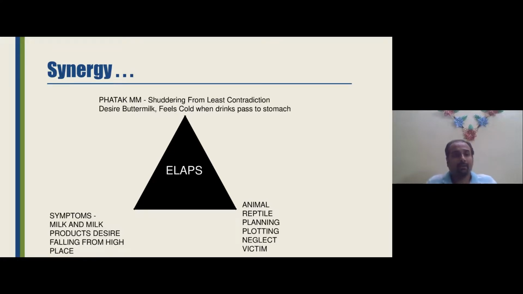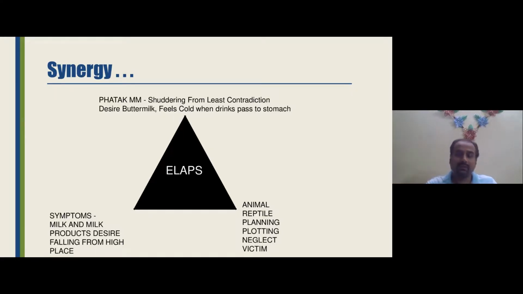He used to tremble when anyone told him anything. He desired buttermilk and felt cold when drinks passed through the stomach. He had a dream that he falls from high places. All these three things, when we combine them, come to the remedy Elaps. So we have the system on the right hand side of the triangle at the bottom, on the left hand side we have the symptoms, and on the top we have the genius, which is like the essence of the homeopathic remedy, the materia medica of this remedy. In this way, I started him on Elaps.